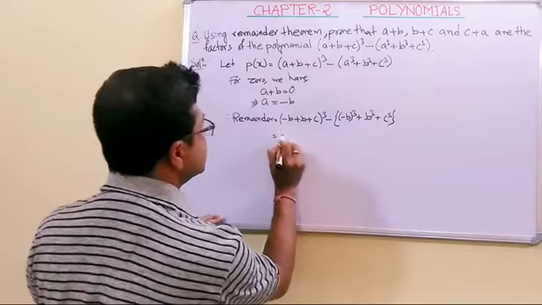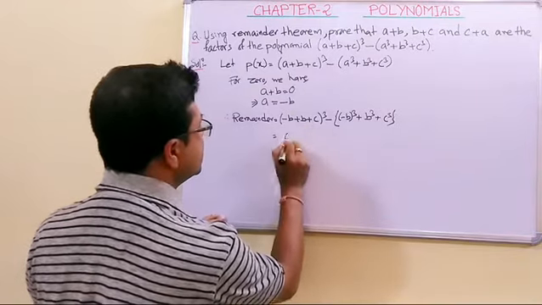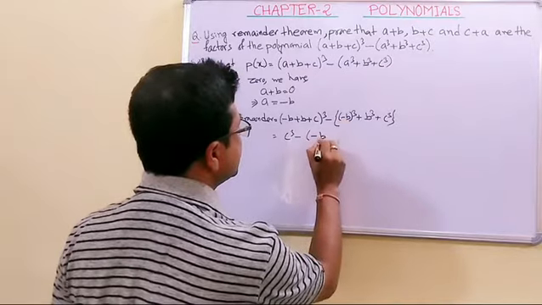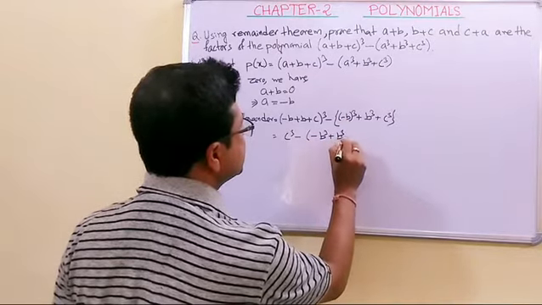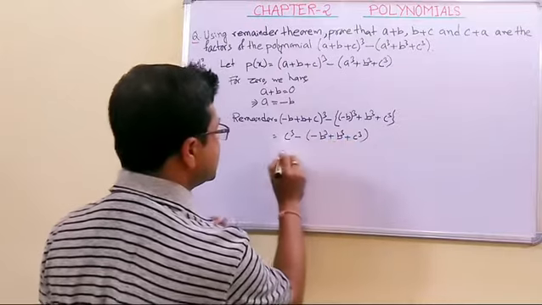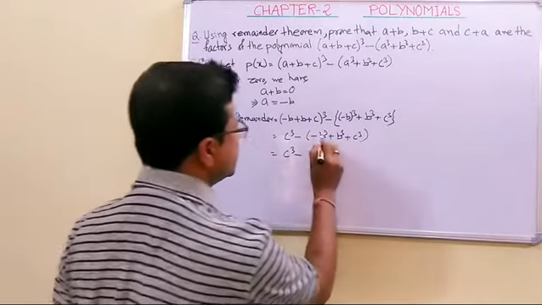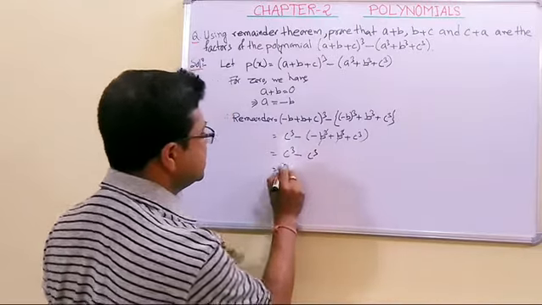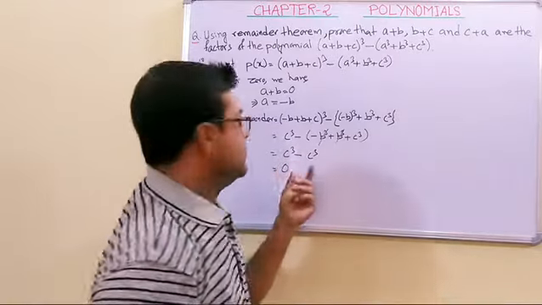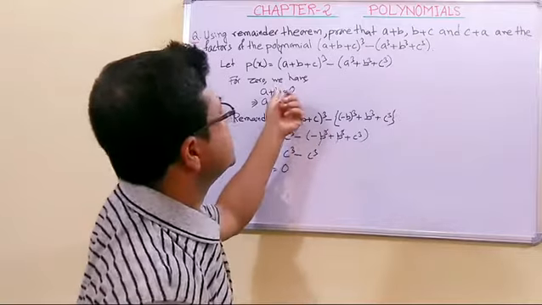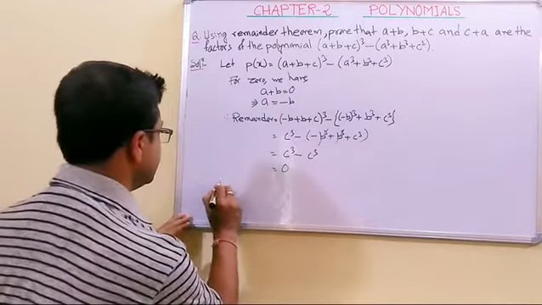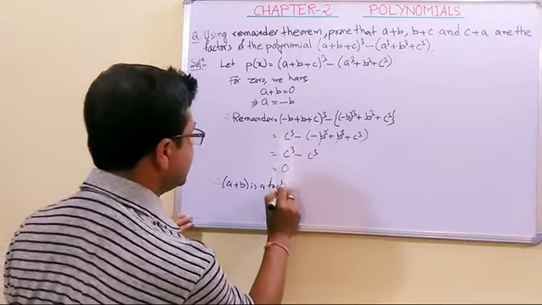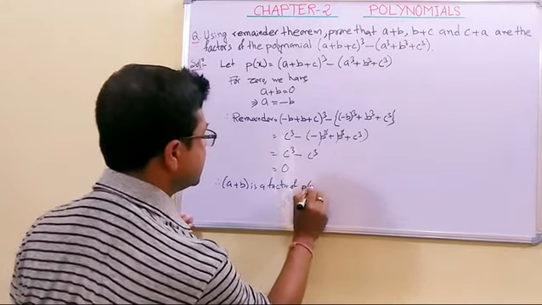Alright student, so b will get cancelled, so c cube minus the cube of minus b is going to be minus b cube plus c cube. This term will get cancelled. Alright student, so this is going to be cancelled, so this is minus c cube. So you see, the remainder is how much? 0. If the remainder is 0, then a plus b is a factor. Therefore a plus b is a factor of p(x).